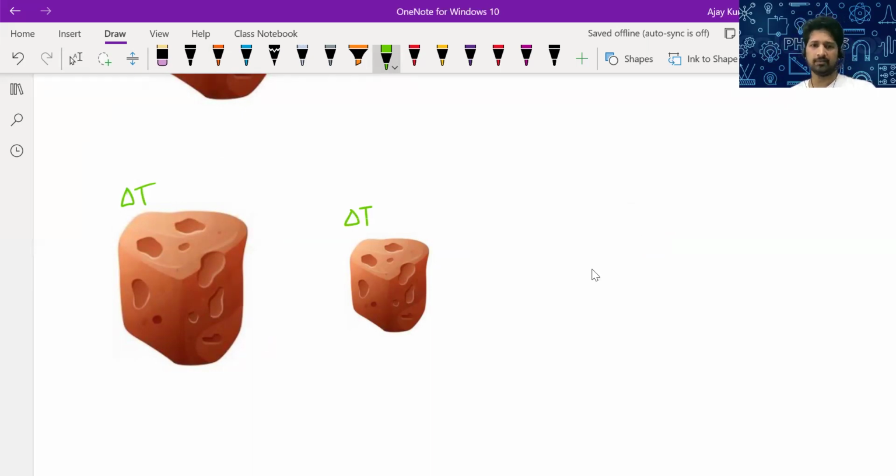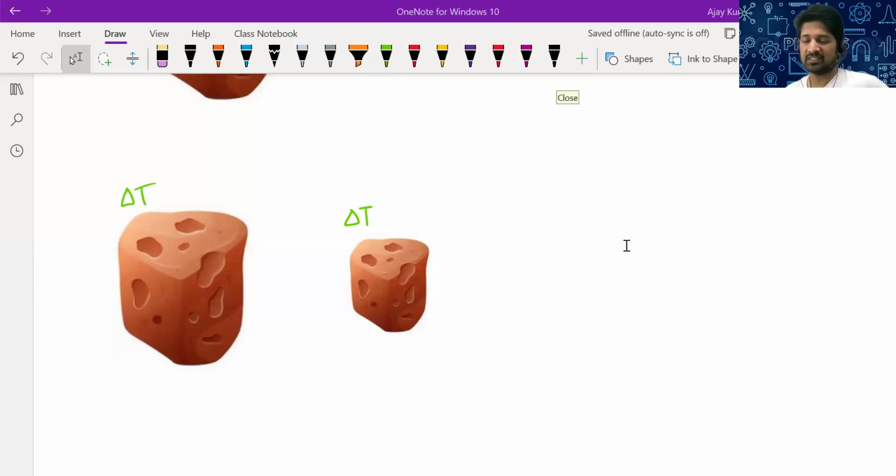Which one requires more heat? The bigger one or the smaller one? Or do you think they will require the same amount of heat? To raise the temperatures of both stones by the same amount, which one requires more heat? I got one answer as the smaller one needs more heat, one answer as the bigger one needs more heat because it has more molecules. The correct answer is that the bigger one will require more heat.